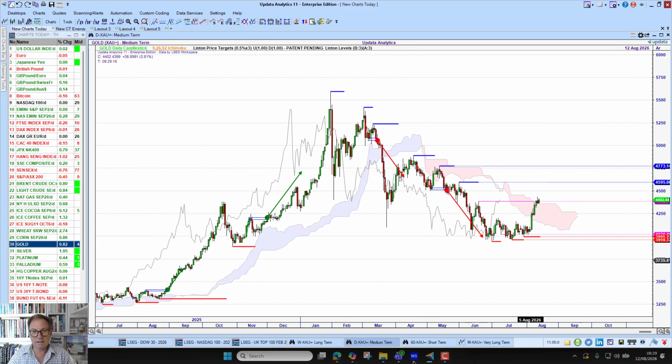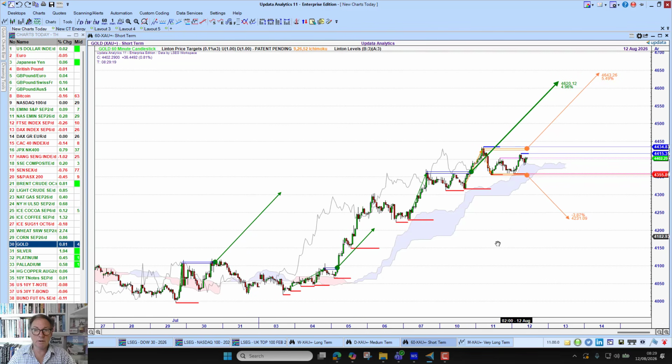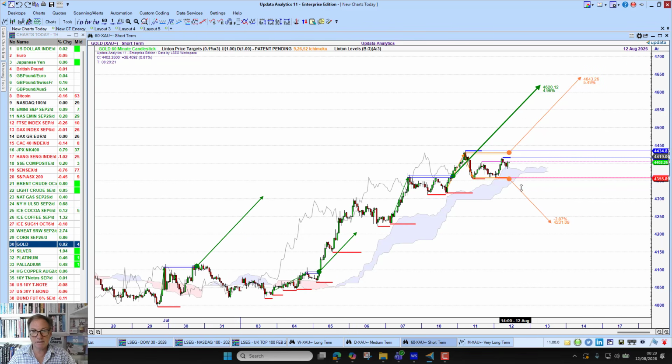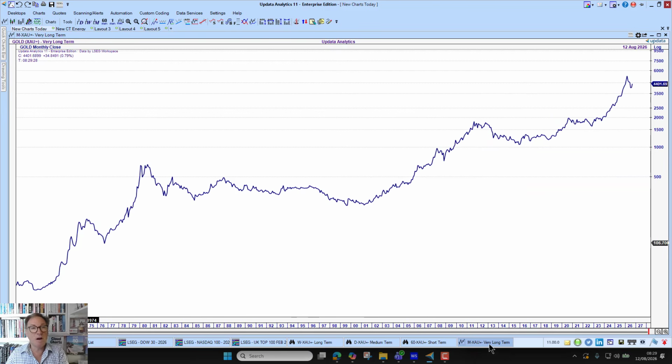No downside targets there. And then if we go to the 60-minute chart, we've got unactivated mixed targets, but you'd favor that upside target because we're in an uptrend. Interestingly, if you look at a very long-term chart of gold, this is a monthly chart, and I have actually made this a log chart. You can see what happened to gold in the 1970s.